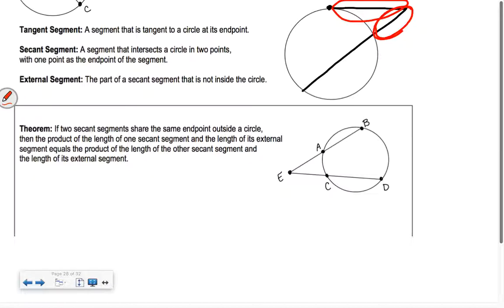Does that make sense? Do you guys see where there's an internal segment? Yeah, this would be interior or internal. Exactly. So we use words that make sense. So this is an exterior.